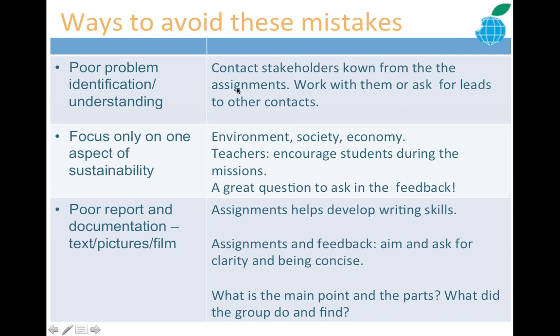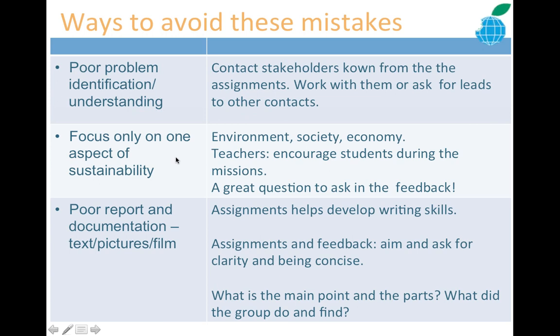Ways to avoid these mistakes. As I told you in the feedback, it's incomplete and unfair to mention or criticize a problem without bringing your point of view, a solution, or a suggestion. So here, we have poor problem identification or understanding. What can you do? You can contact stakeholders, as you know from the assignments. You can work with them and ask them for leads to other contacts. So just try to ask and make contacts. This is a suggestion in order to identify the problem more accurately and understand it.